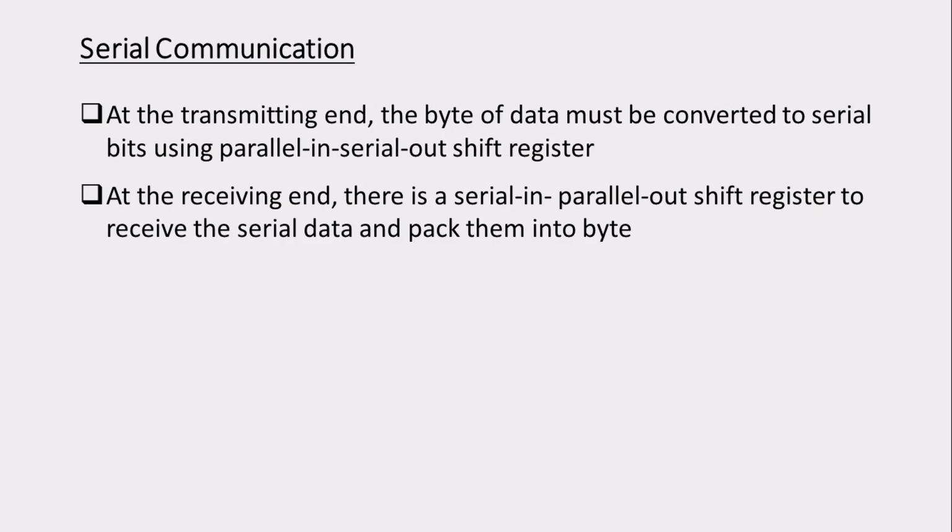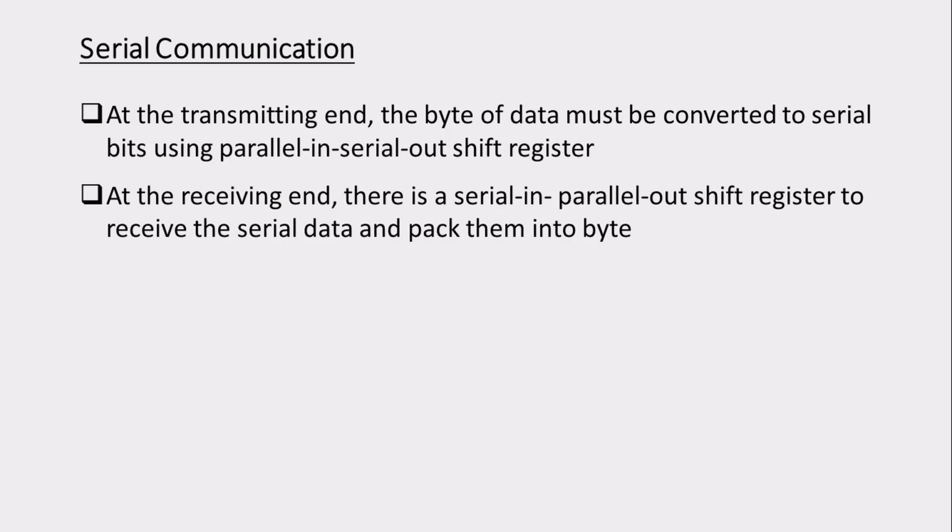In order to do that, the 8-bit data is fed into a parallel in shift register, and the output of that register is going to be serial data. Once the 8-bit data is fed into parallel in serial out at the transmitting end, the output of this register is serial data, and that serial data we send through the transmitter, and at the receiving end we receive the data serially.